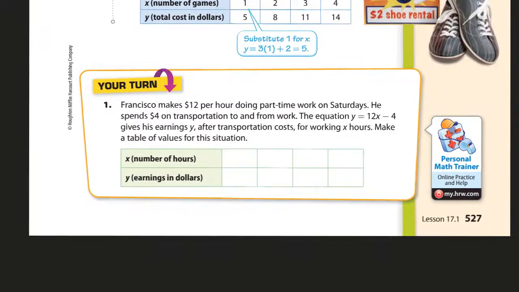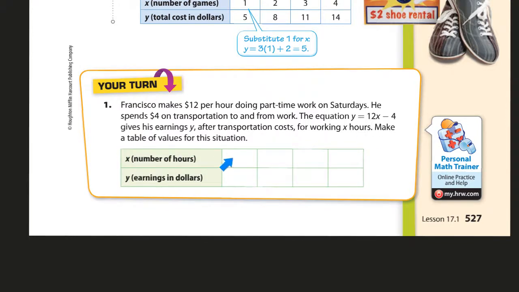Okay, so it's your turn. Francisco makes $12 an hour doing part-time work on Saturdays. He spends $4 on transportation to and from work. This equation, y equals 12x minus 4, gives us earnings, which is y, after transportation costs for working x hours. Make a table of values for this situation.